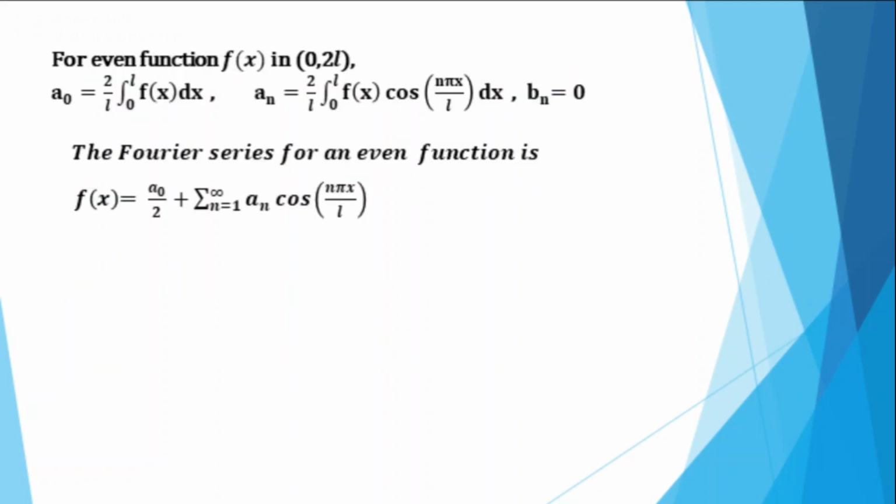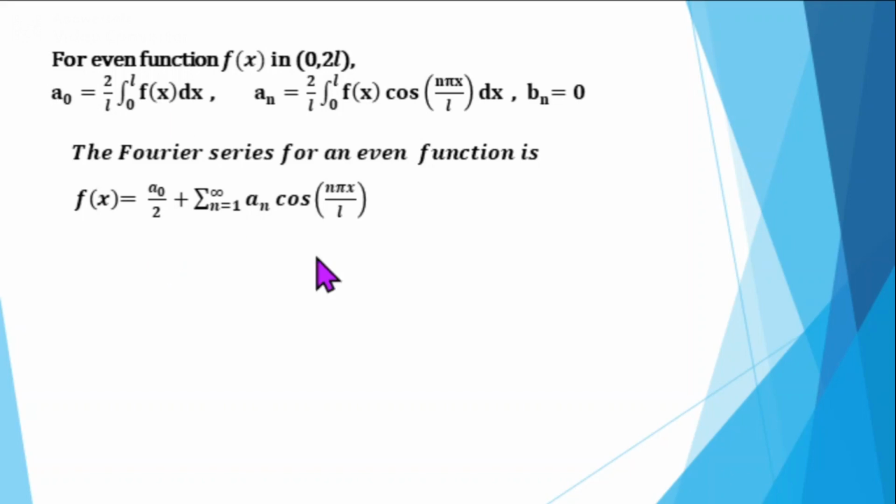for any even function f of x in the interval 0, 2L, the a0 formula is given by a0 equal to 2 by L integral from 0 to L f of x dx. an will be 2 by L integral from 0 to L f of x cos n pi x by L dx, and bn will be equal to 0. The Fourier series for an even function will be f of x equal to a0 by 2 plus summation n from 1 to infinity an cos n pi x by L.